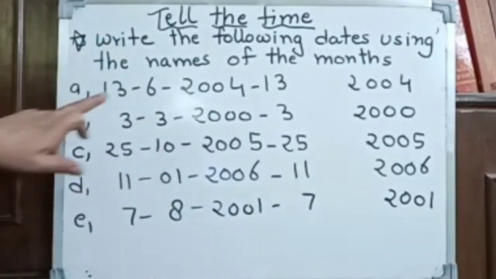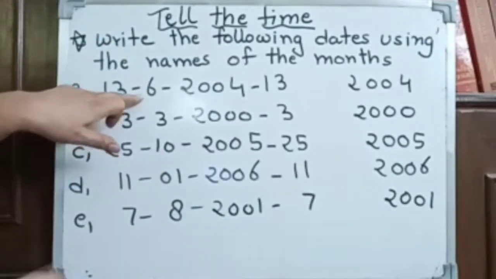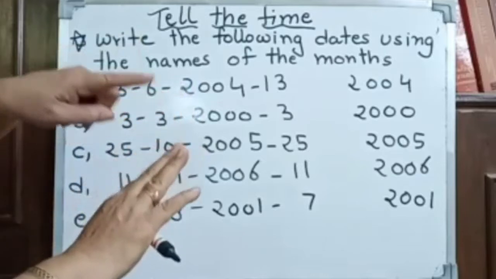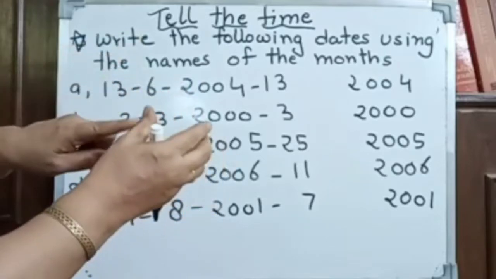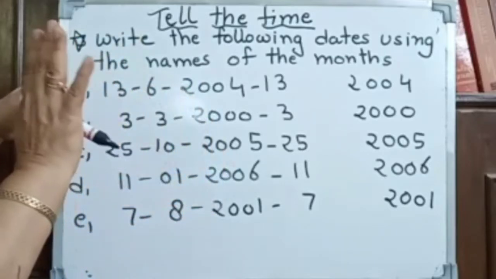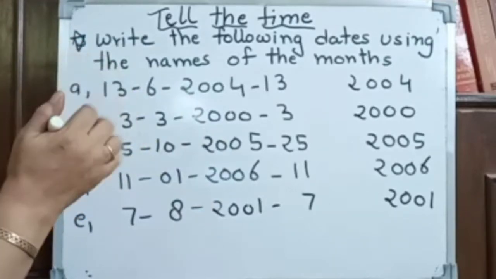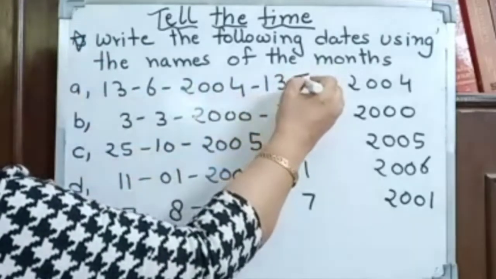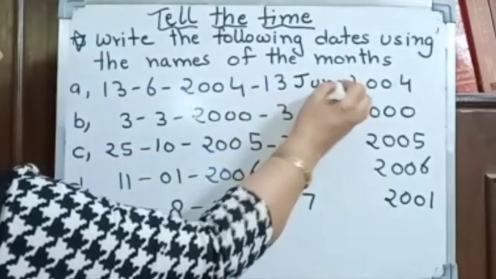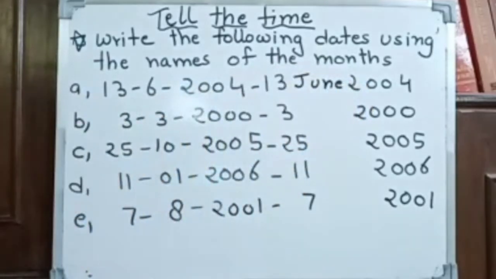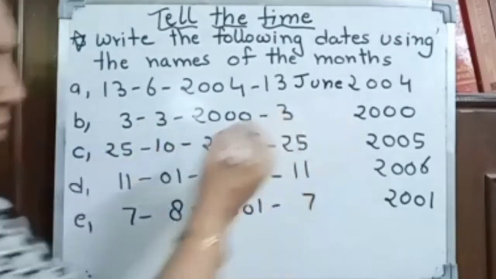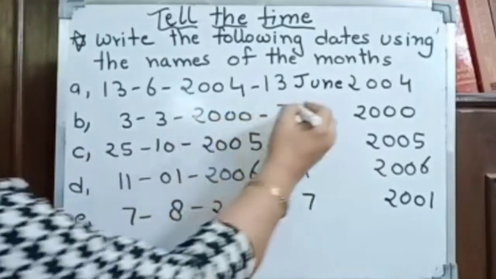Now what you have to do? 6 month means January, February, March, April, May, June. So write here June. So you have to calculate. Now third month, January, February, March. So write here March.